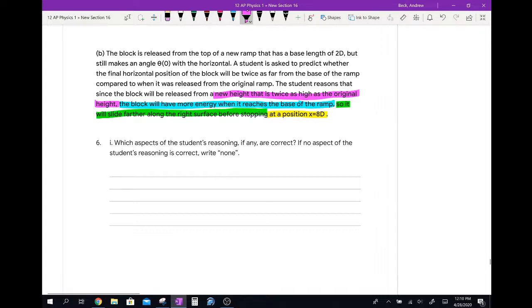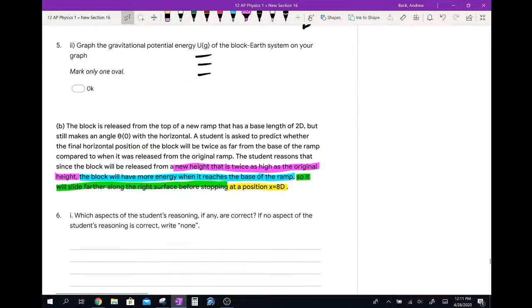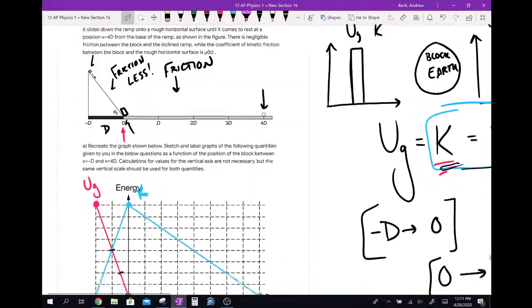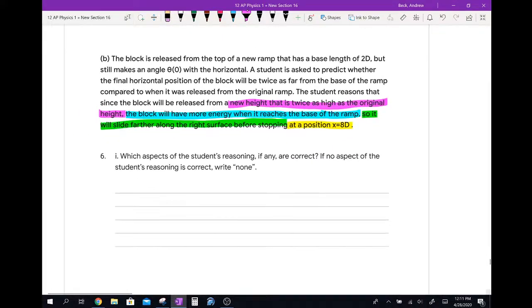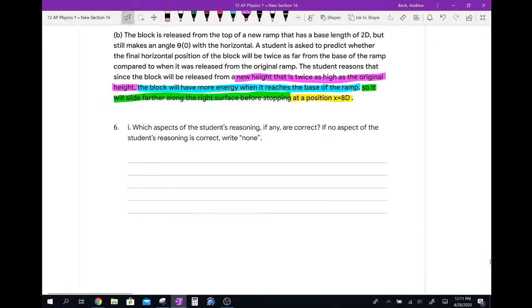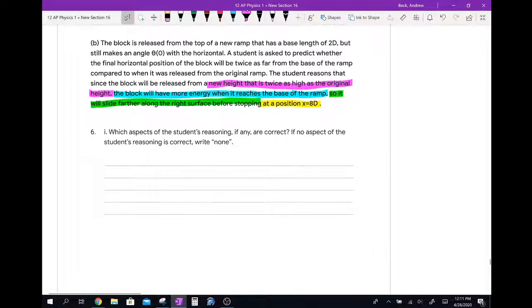That's another statement. One thing I want to point out, these are two different statements. It could slide further without sliding 8d. If it goes anything greater than 4d, then it has slid a greater distance. So this statement of position x equals 8d is separate from it sliding further. That's just a little thing to point out.